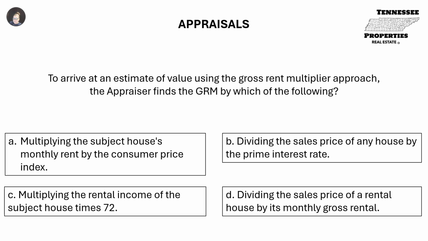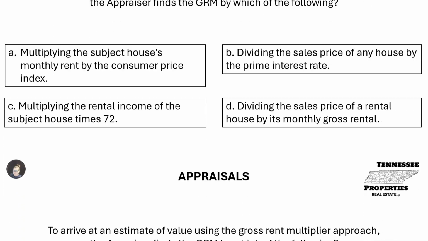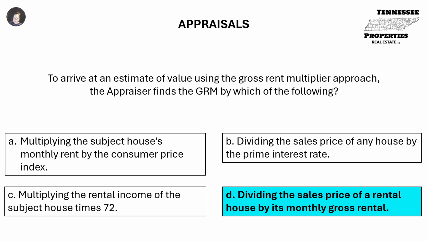To arrive at an estimate of value using the gross rent multiplier approach, the appraiser finds the GRM by which of the following? A. Multiplying the subject house's monthly rent by the Consumer Price Index. B. Dividing the sales price of any house by the prime interest rate. C. Multiplying the rental income of the subject house times 72. Or D. Dividing the sales price of a rental house by its monthly gross rental. D. Dividing the sales price of a rental house by its monthly gross rental.